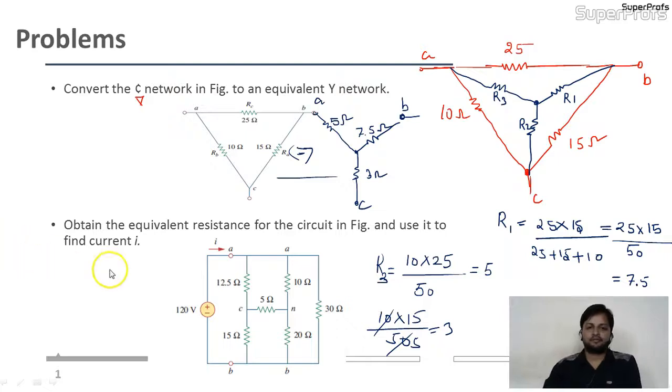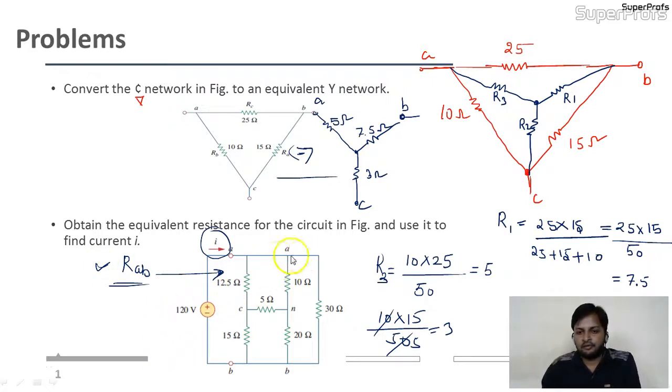Now here in the next question they're asking, obtain the equivalent resistance for the circuit and use it to find the current. You have to find this current and you have to find this R equivalent also. R equivalent across A and B, so I'll say RAB. Okay. The appearance of resistance across A and B is nothing but the equivalent resistance. Is it okay? So this is homework to you people.